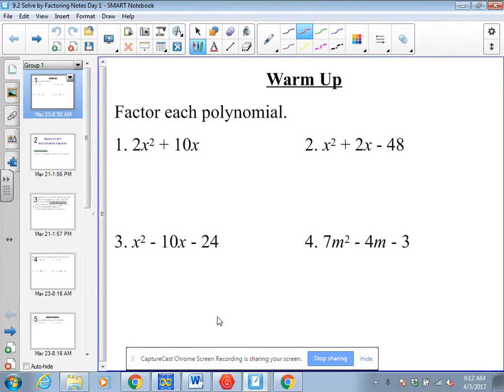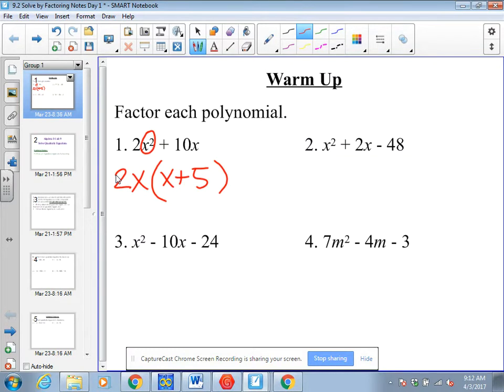You always want to start by looking to see if you can pick out a GCF. So in example 1, I believe I can pull out a 2 for 2 and a 10, and also an x, since they both have at least one x. That's going to leave me with x plus 5. And that is as simplified as I can go, because my highest is the squared, and then I have 2 x's being multiplied with it.